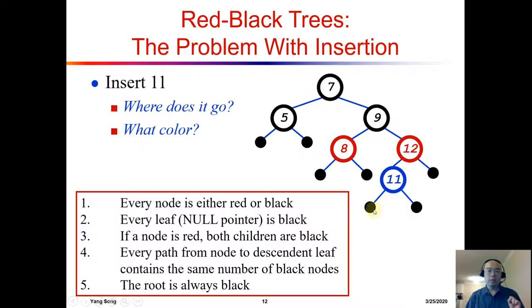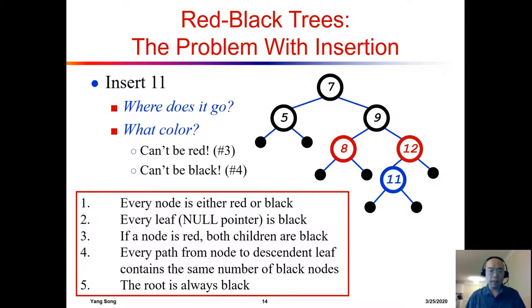So the black height will be 4 from 7 to this nil node. However, if you check other paths and the black height is 3, then we are violating property number 4. So it can be red, it can be black. How can we fix this? Okay, we can recolor the tree.